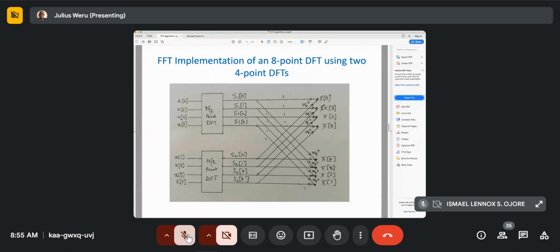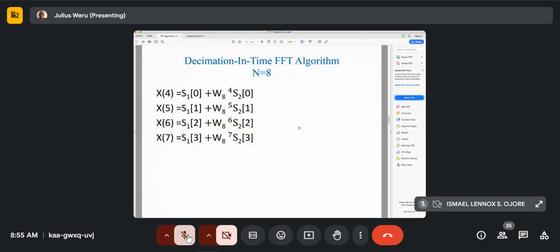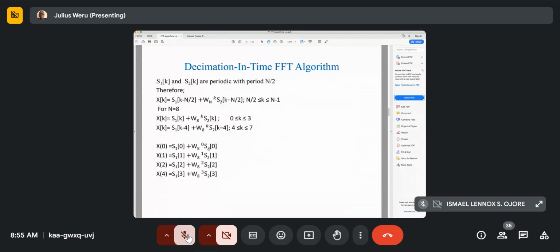So here we are saying x of 0 is S1 of 0 plus S2 of 0 multiplied with this factor, W8 to the 0. I'm trying to go backwards. That's what we are saying here: X of 0 is S1 of 0 plus W8 to the power of 0 times S2 of 0.